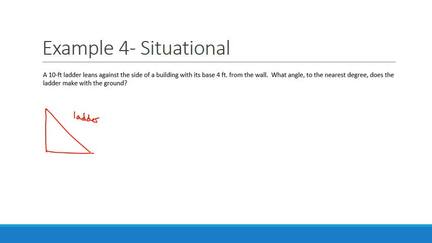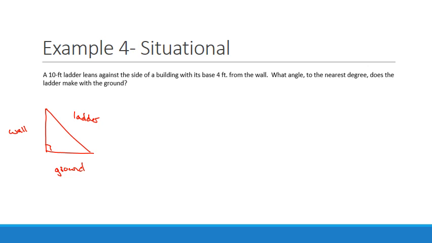And it says side of a building, so I'm just going to call that a wall. And the base is always on the ground. So the assumption we will make in all of these questions is that walls or buildings always meet the ground at a 90-degree angle. Okay, everybody? So that we have an absolutely vertical wall or building meeting an absolutely horizontal ground.